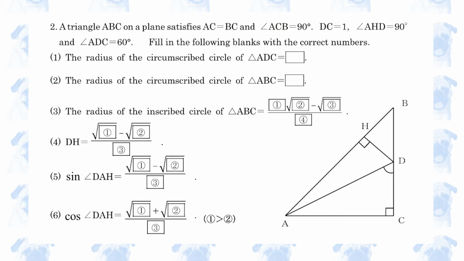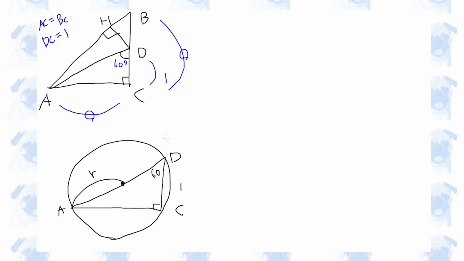In section 2, number 1, we need to find the radius of the circumscribed circle of triangle ADC, which is this triangle here, ADC. A circumscribed circle means that vertices of this triangle are on the circumference of the circle, like this. Since the angle ACD is 90 degrees, we know that AD is the diameter of this circle.